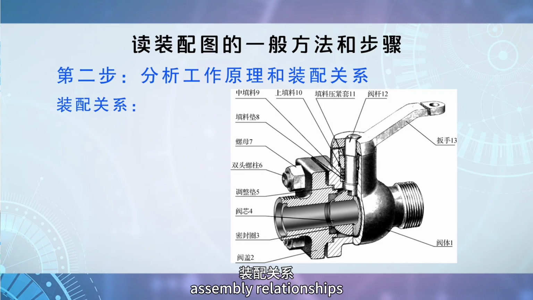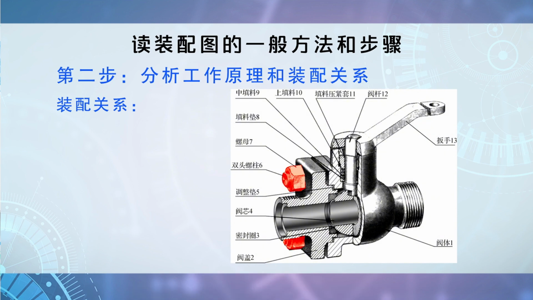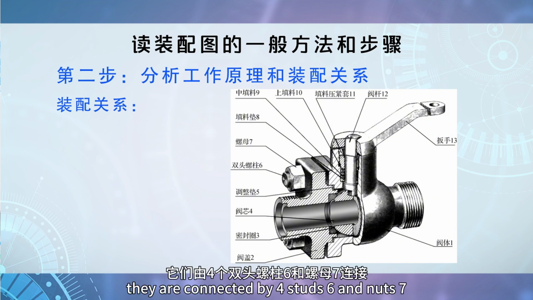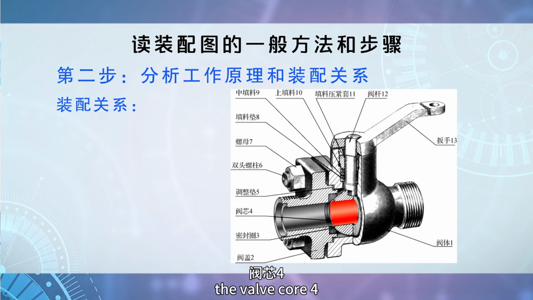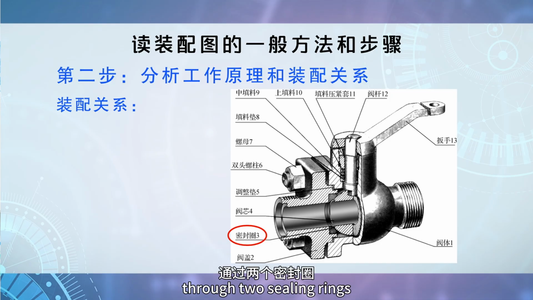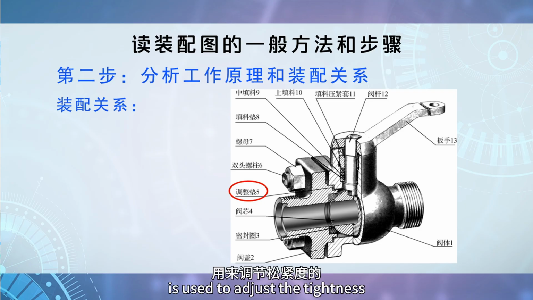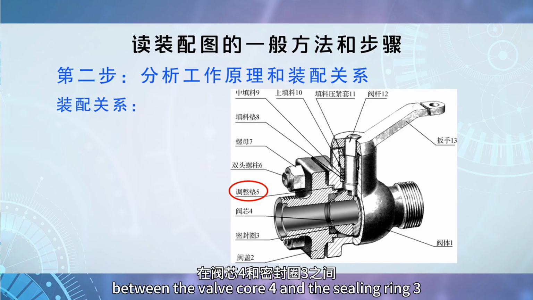Assembly relationships. Both the valve body 1 and the valve cover 2 have square flanges. They are connected by 4 studs 6 and nuts 7. The valve core 4 is positioned in the cavity of the valve body through 2 sealing rings. An appropriate adjustment washer 5 is used to adjust the tightness between the valve core 4 and the sealing ring 3.